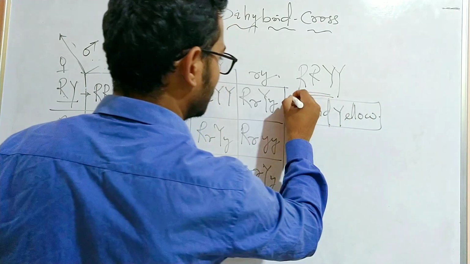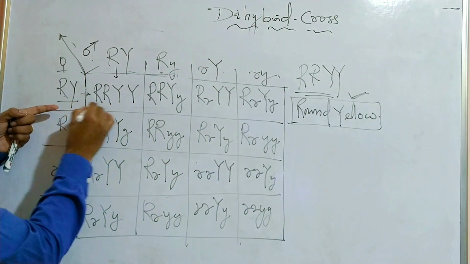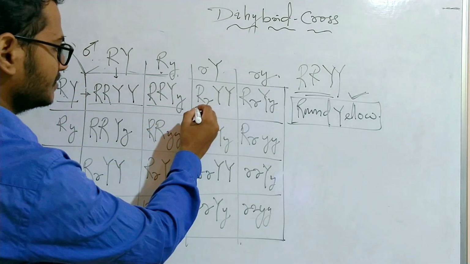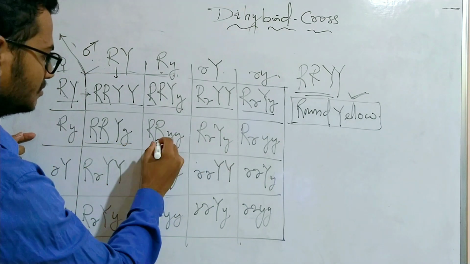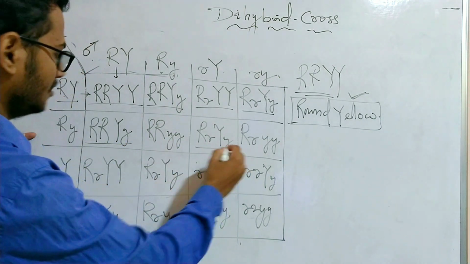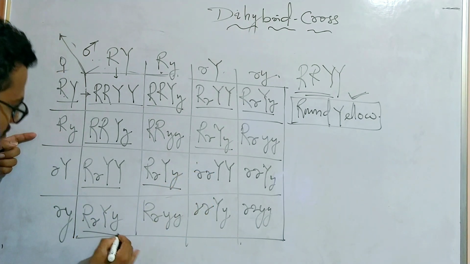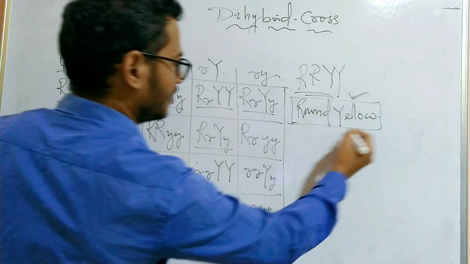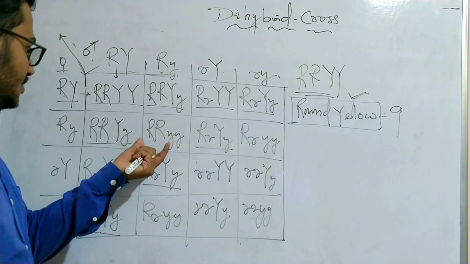So how many plants will produce round yellow? Let's see. This one will produce round yellow. This one, because one capital R and one capital Y is present. Here also. This one is also round yellow. This one is round yellow. This one round yellow. And this one. So how many? 1, 2, 3, 4, 5, 6, 7, 8, 9. So how many round yellow are there? 9.